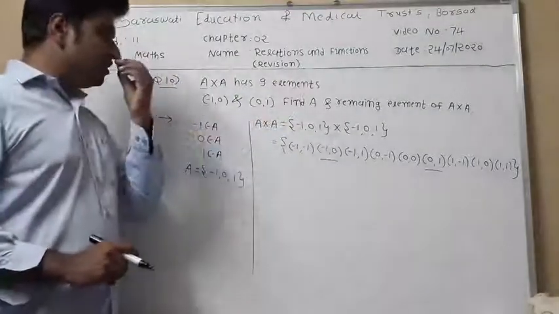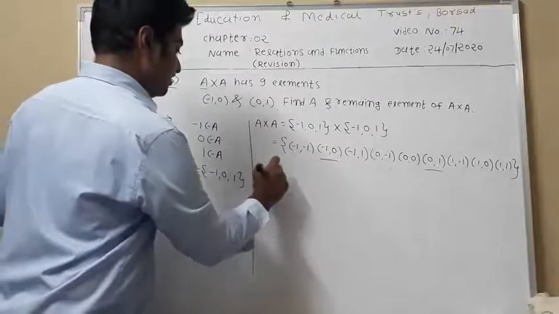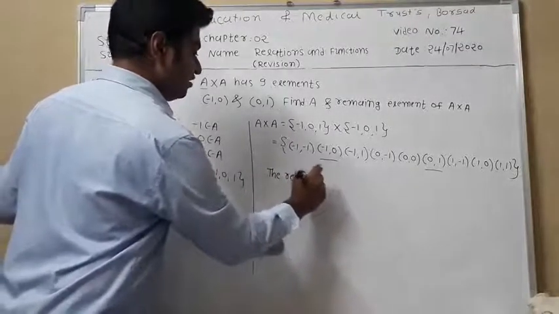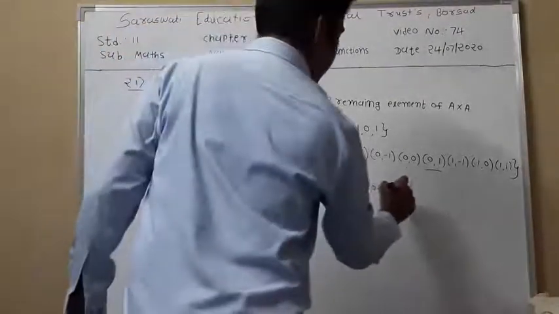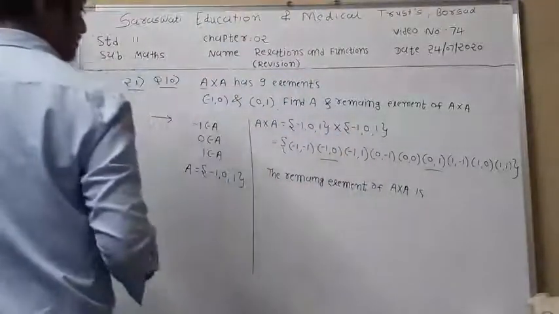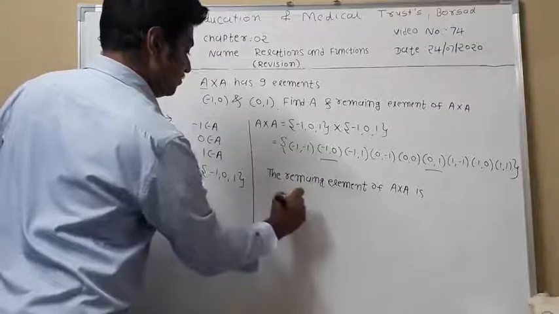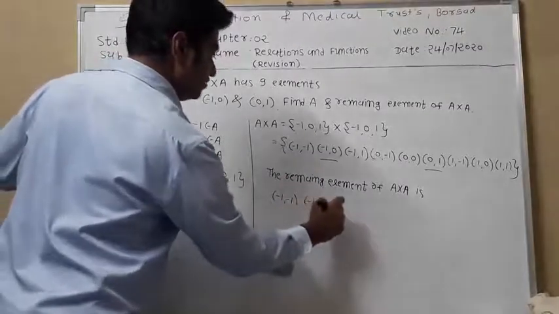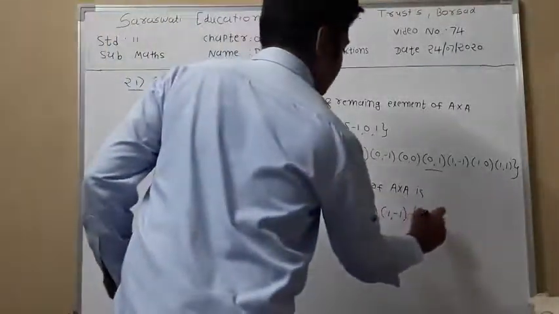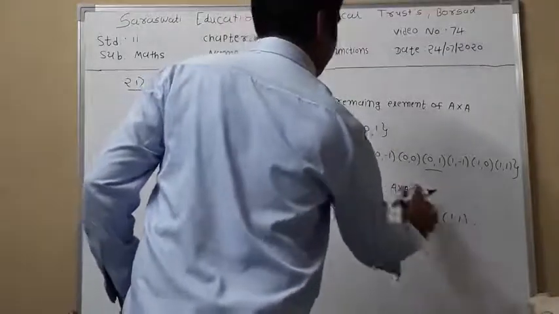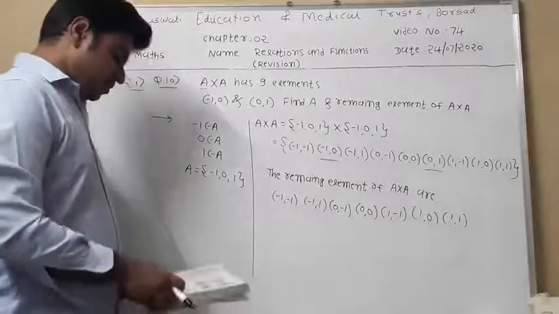Now our question is to find the remaining elements of A Cartesian product A. So our second answer: the remaining elements of A Cartesian product A are the set {(-1,-1), (-1,1), (0,-1), (0,0), (1,-1), (1,0), (1,1)}. So the remaining elements of A Cartesian product A are 7 elements. Clear? Now next question.